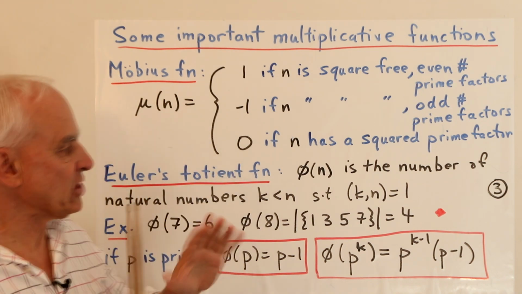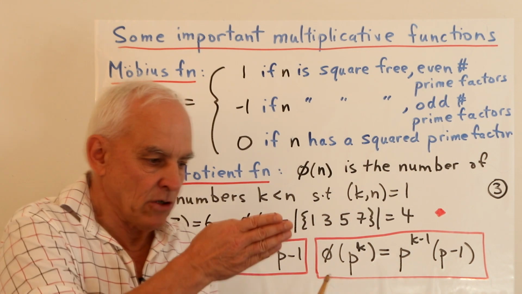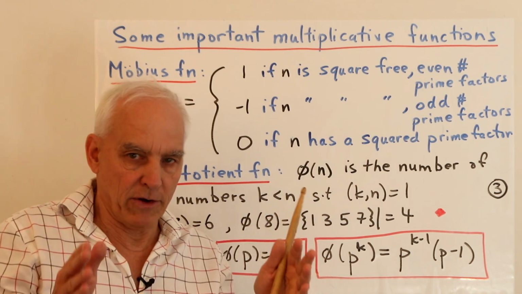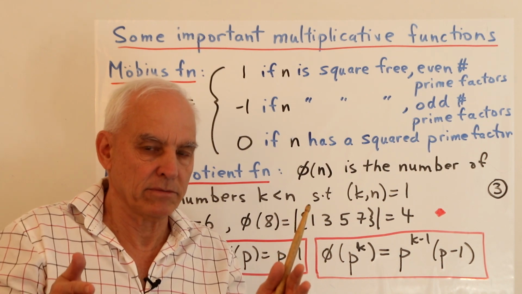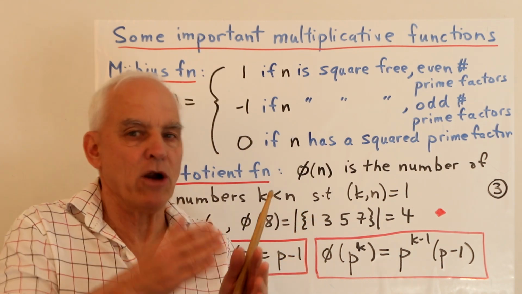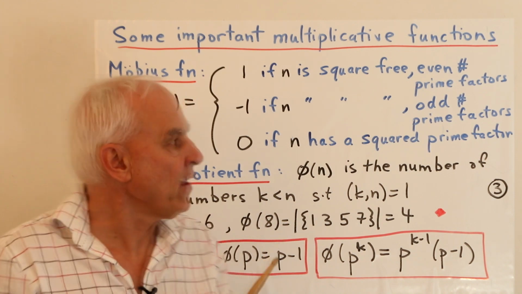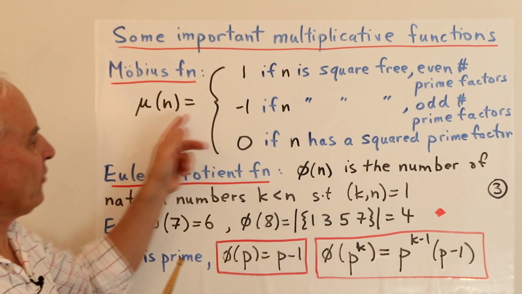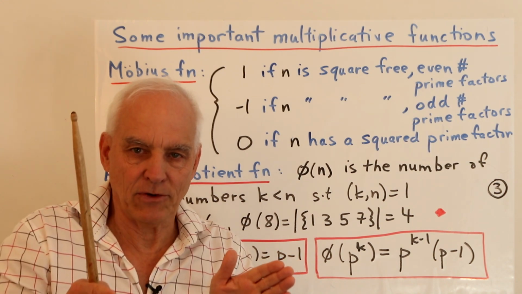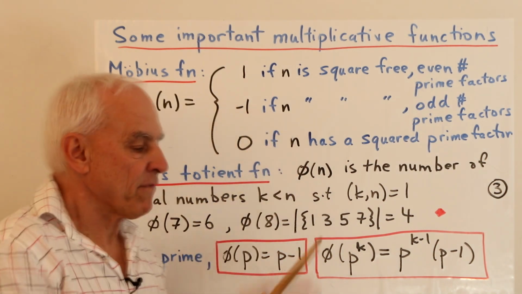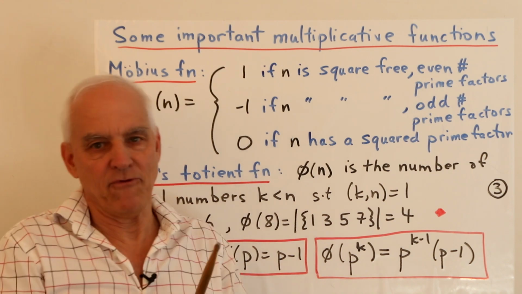So if the number does not have any squared prime factors, so that means that all the primes that do appear in the expansion of this number into prime factors are distinct, then mu of that n is 1 if there's an even number of such prime factors, and it's minus 1 if there are an odd number of prime factors.